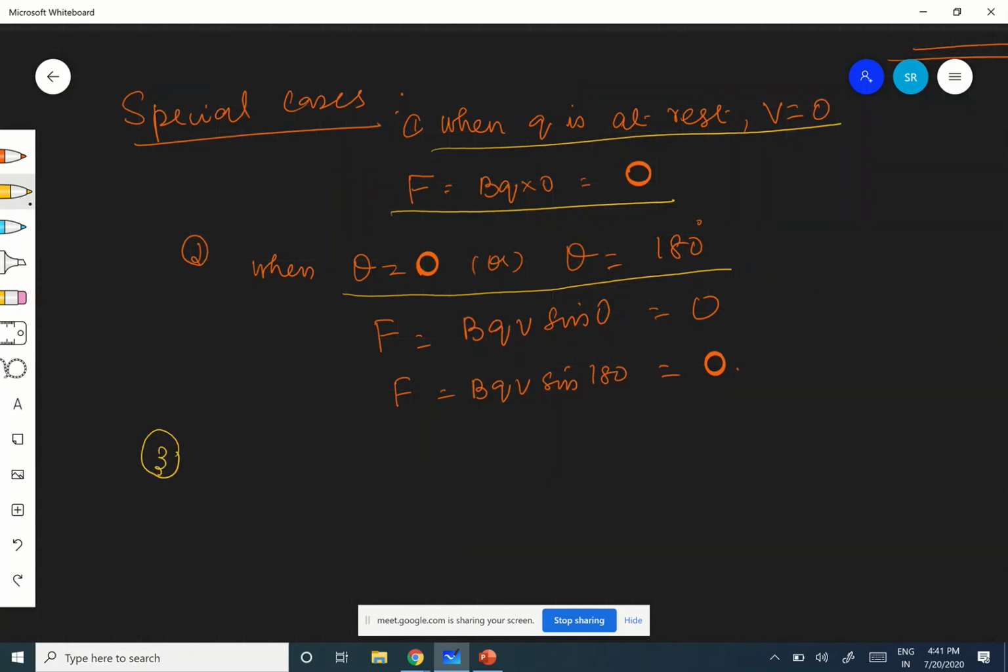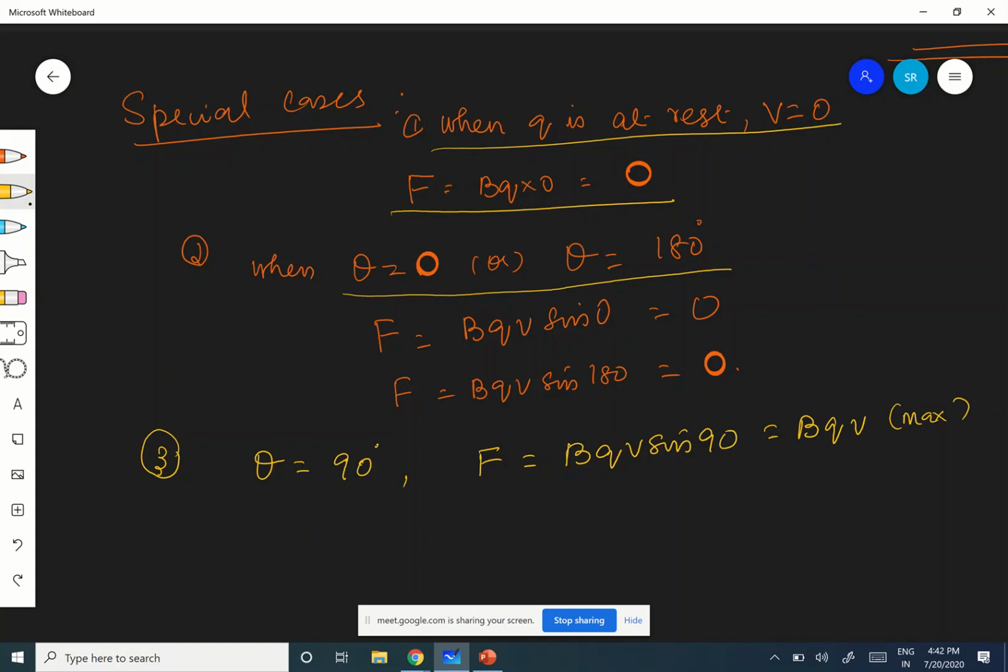So, the third case. What is the third case? When theta is equal to 90 degrees. When theta is equal to 90 degrees, what is the force? F is equal to BQV sine 90. When the charged particle is moving perpendicular to the magnetic field, then it experiences maximum force, correct? It is the maximum possible force.